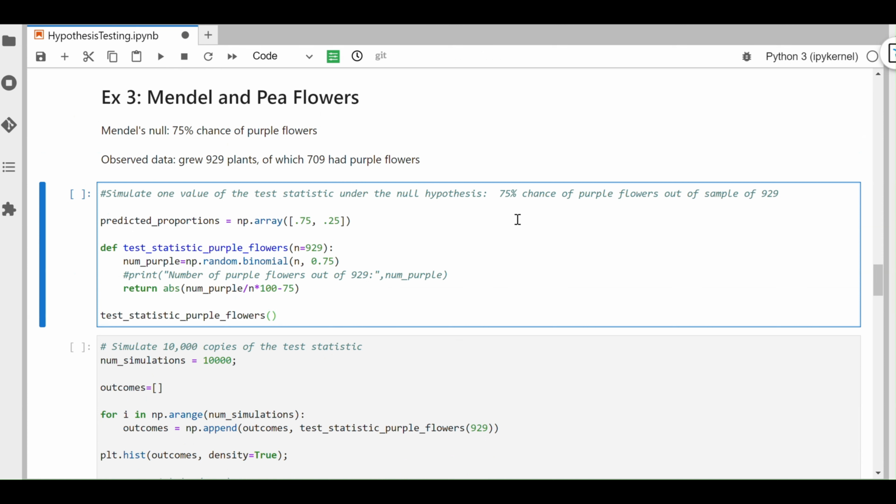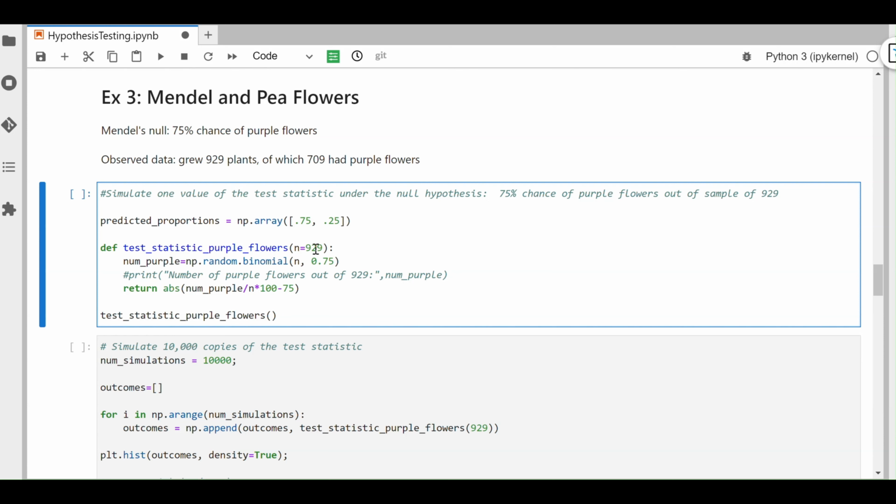Before you can simulate your test statistic, you actually need to make sure you're simulating it under the exact same conditions that you'll be taking your sample. So we actually needed to know Mendel's sample size before we can go simulate the test statistic. He actually grew 929 plants, out of which 709 ended up with purple flowers. So this 929 is going to be important when we actually go simulate our test statistic. We are going to let n be 929, and we're going to just use a random sample from a binomial distribution, where the probability of success, in this case a purple flower, is 0.75.